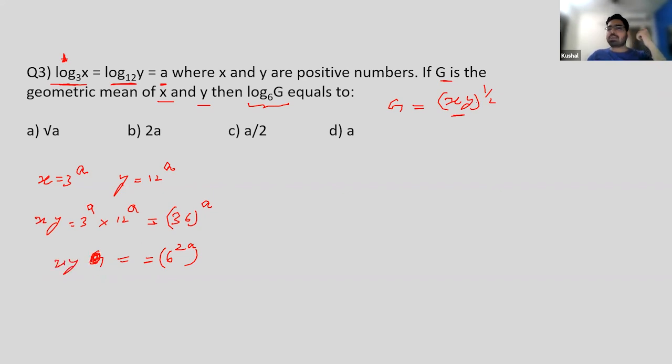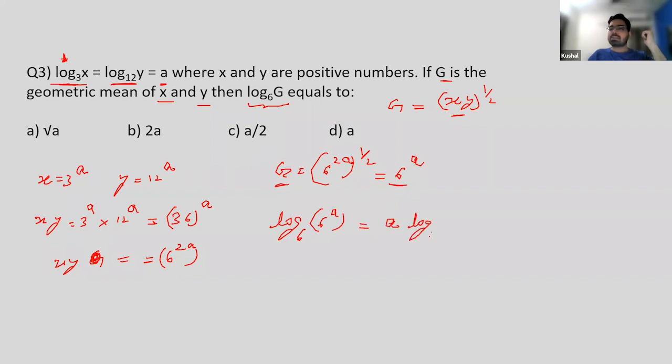Now g was what? xy to the power of 1 by 2. So the value of g should be nothing but 6 to the power of 2a to the power of 1 by 2. So can I then simply say that the value must be 6 to the power of a? So g must be equal to 6 to the power of a. Now, what is the value that they are asking you to calculate? Log base 6 of g. So log base 6, and what is g? g is nothing but 6 to the power of a. So you can rewrite this as a times log of base 6 of 6, which is nothing but 1. So you'll write that value as a. So log base 6 of g was nothing but the value equal to a.